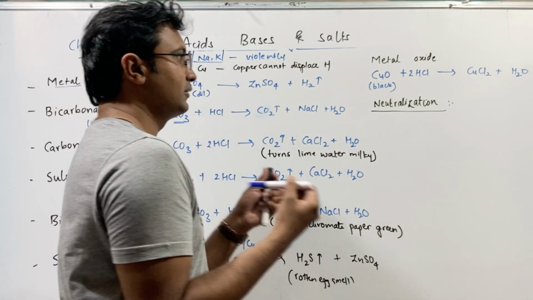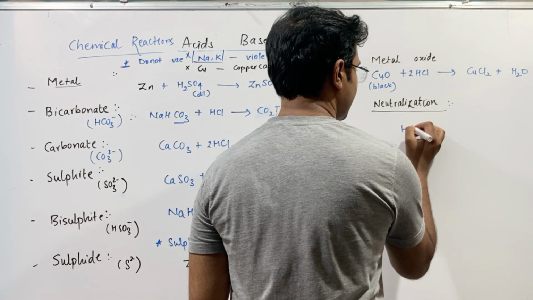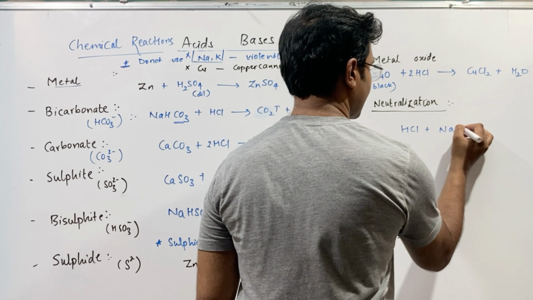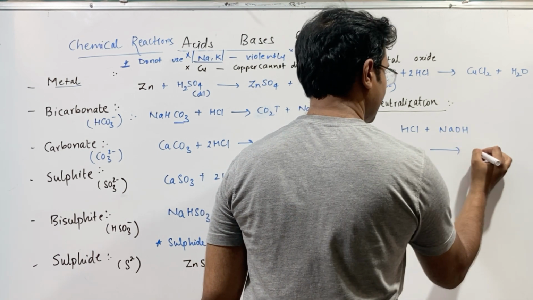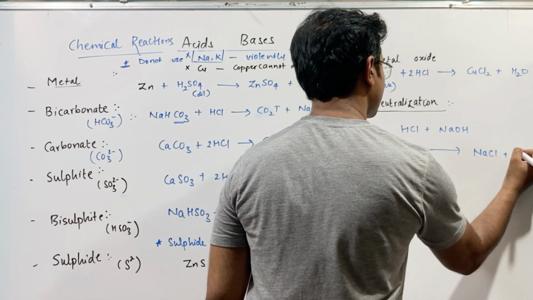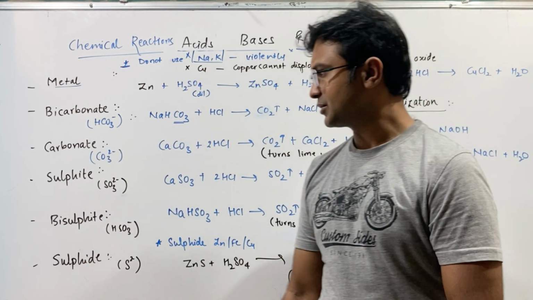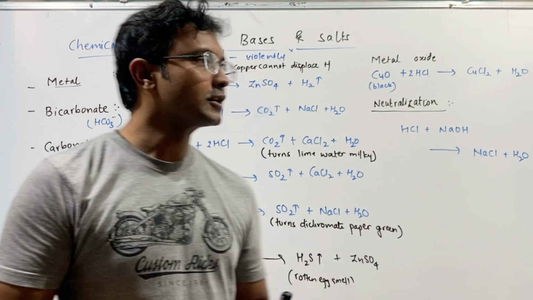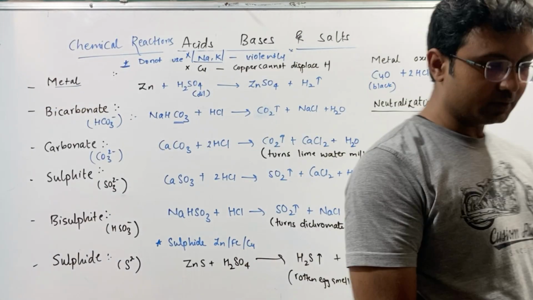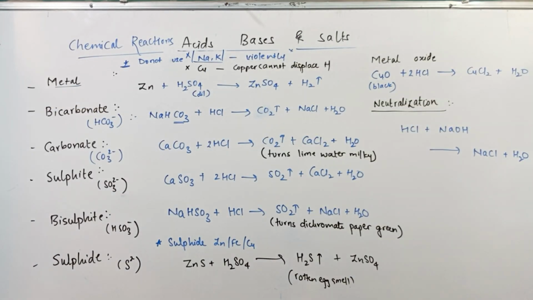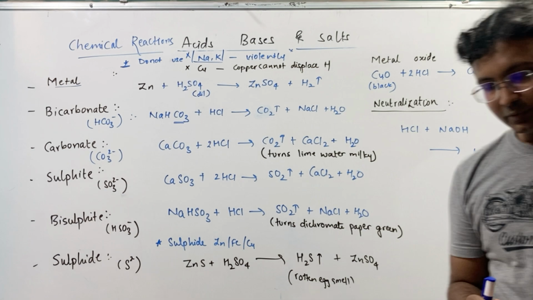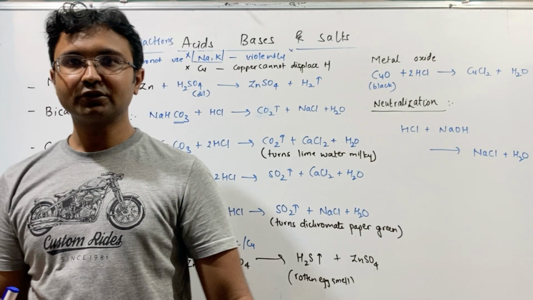React any acid with any base. Say HCl plus NaOH. What do you get? NaCl plus H2O, salt and water. That is the most famous reaction in chemistry. Am I clear about this? So, you can take the picture also. Fine. So, these are the chemical reactions of acid.